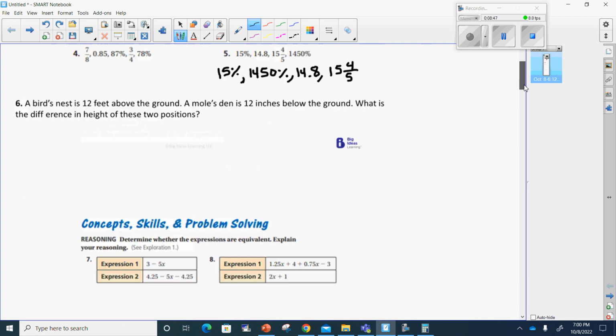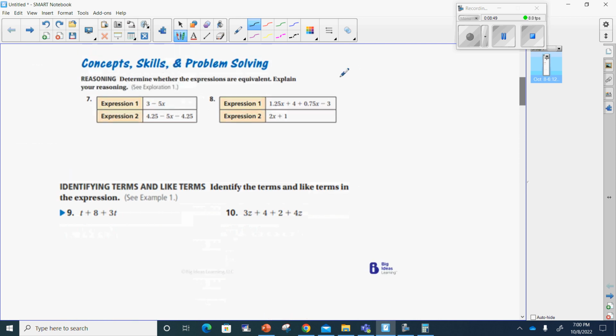All right, we're going to number 7. Number 7 says, determine whether the expressions are equivalent. Explain your reasoning. So I have to see if expression number 1 and expression number 2 are equivalent. First, I got 3 minus 5x. I can't do anything to this because these are not like terms. So that's the simplest expression.